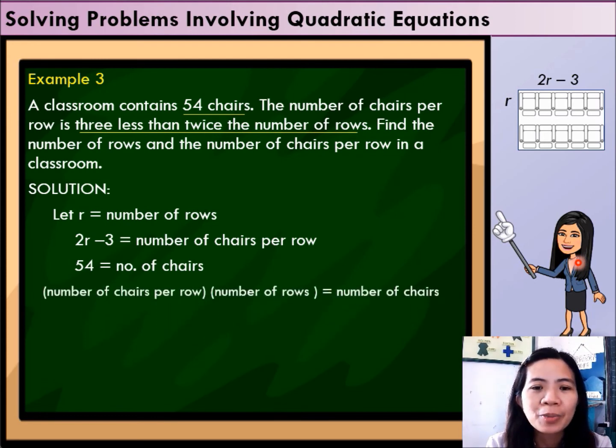So let's express this into an equation. We have the number of chairs per row times the number of rows equal to the number of chairs. Like in a classroom setting, we are going to arrange the chairs. So how many chairs are there in one row, and so on.